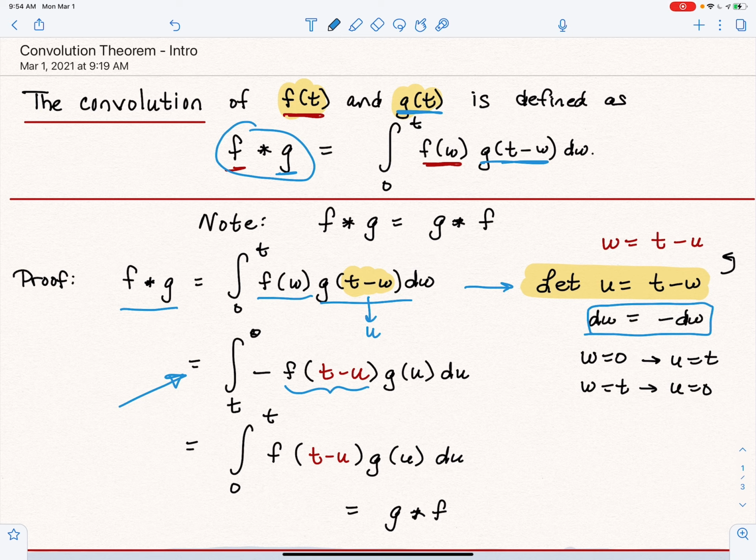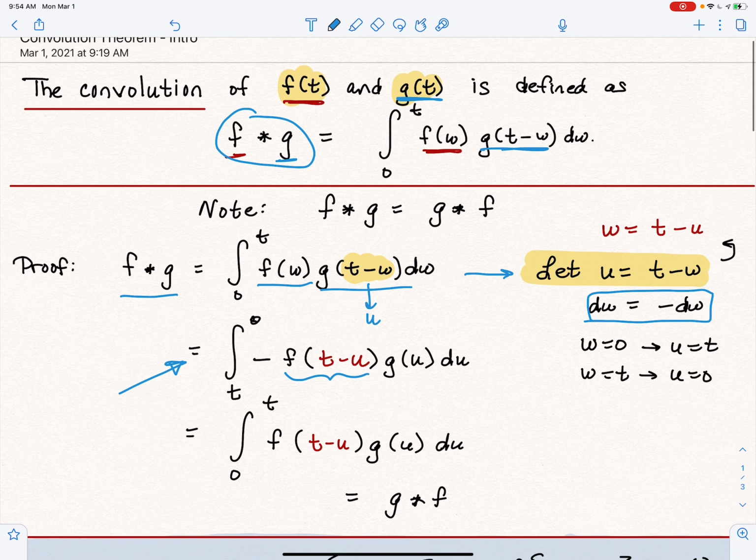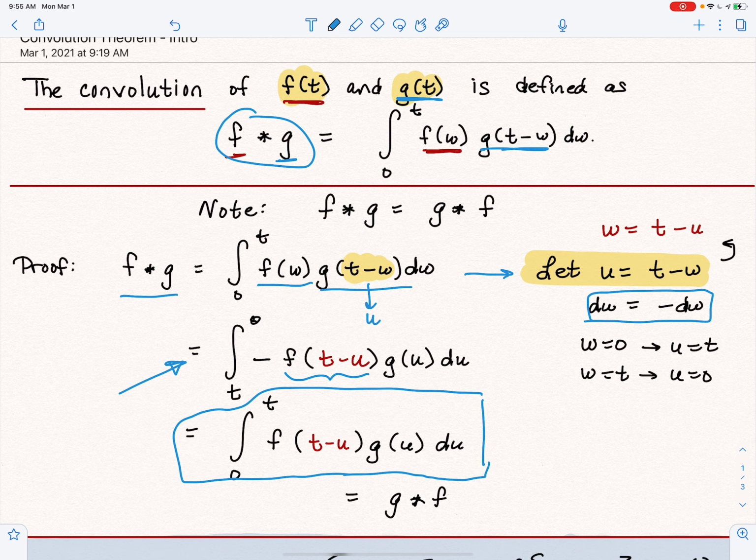Now, I know that if I take away the negative, I can switch the limits of integration. So that means we are here, and that is exactly the convolution integral, but with f second and g first, because multiplication is commutative, and there we have it. That's going to be very useful when we go into finding convolutions and then eventually finding transforms and inverse transforms with convolution, because as you can see, one expression is a little bit more complicated than the other.